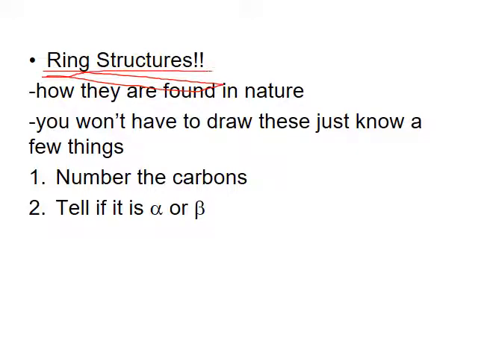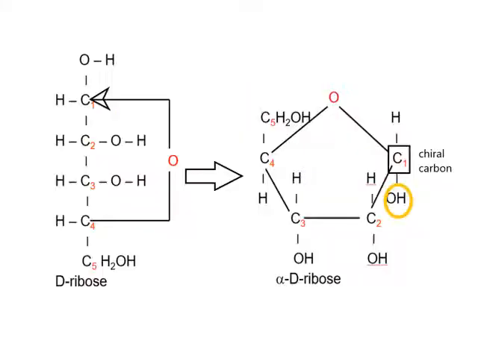In nature, the structures are found different than linear. They're found in a circular form, just like cyclohexane and so forth. I'll show you these, and I'll tell you, you won't have to draw these. There's a cyclo version of ribose and deoxyribose. You won't have to draw them out. You just have to do a couple things: number the carbons and tell me alpha or beta, which I'll tell you in a minute what that means.